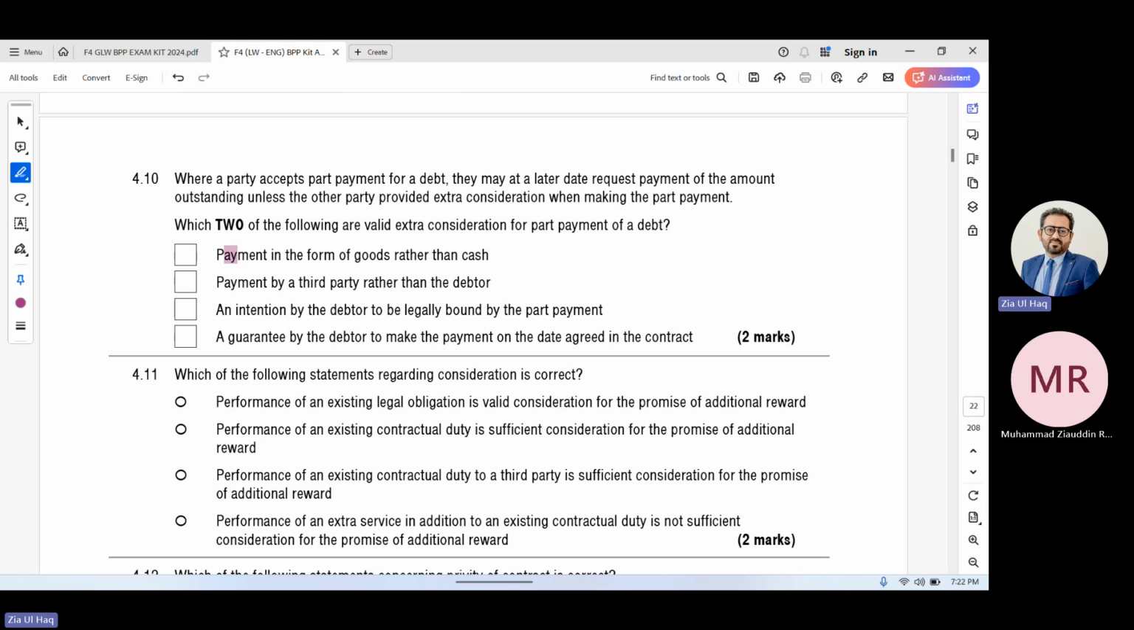Payment by a third party rather than the debtor. Yes, if a third party approaches you and says your debtor is not in a position to pay you, I can pay you, but not the full amount. In that case, part payment cancels the full amount. An intention by the debtor to be legally bound by the part payment? No, there is no legal binding. A guarantee by the debtor to make the payment on the date agreed in the contract? In that case, obviously he will pay the full amount rather than part payment.